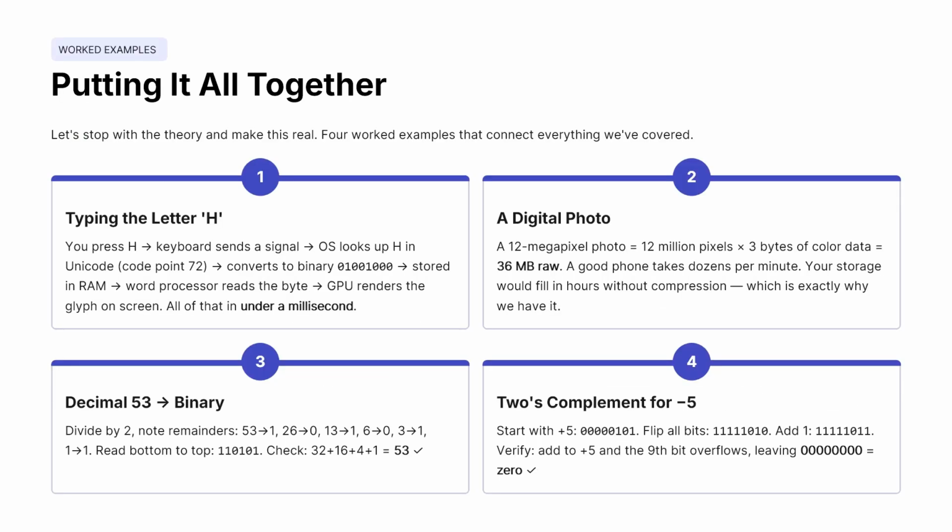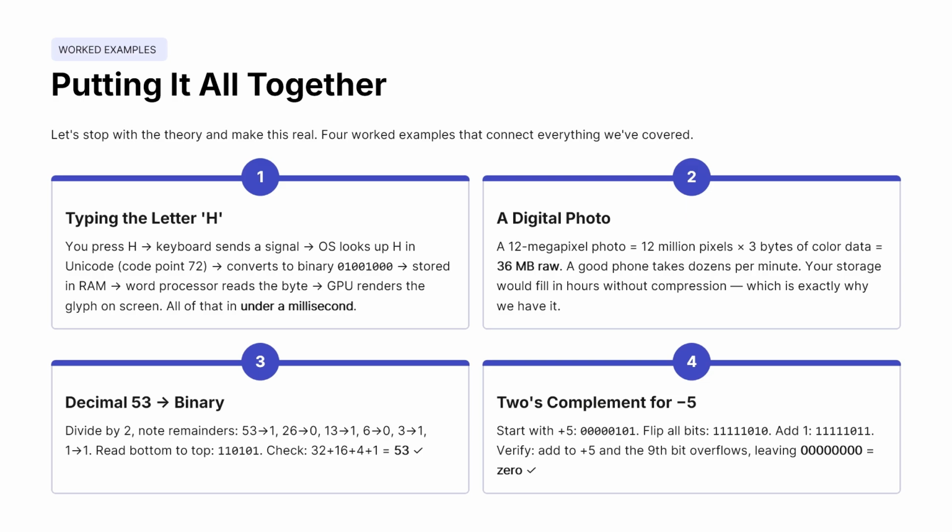Okay, let's stop with the theory and make this real. I want to walk through 3 worked examples that connect everything we've covered. What happens when you type the letter H? You press H on your keyboard. The keyboard sends a signal to your computer. The operating system looks up H in the Unicode table. It's code 72 in decimal.